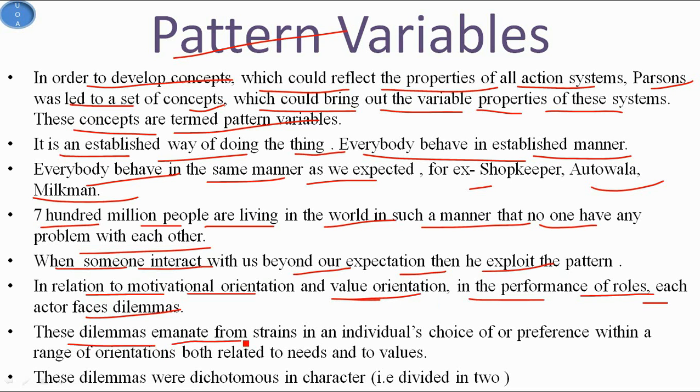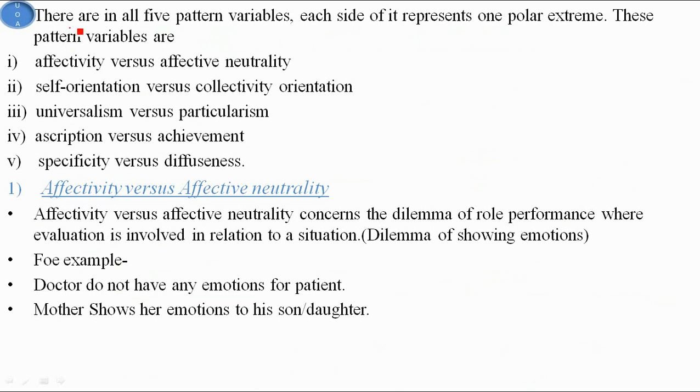And in the performance of roles, each actor faces dilemmas, and these dilemmas emanate from strains in an individual's choice or preference within a range of orientations, and both are related to needs and to values. These dilemmas are dichotomous in character. That means they are divided into two parts, and there are in all 5 pattern variables, and each side of it represents one extreme pole.